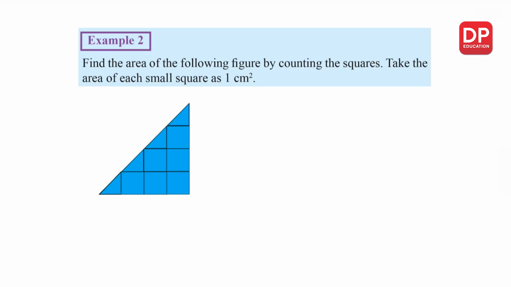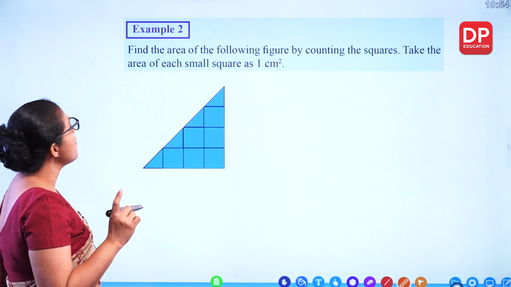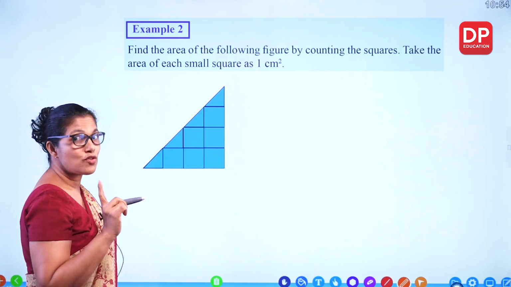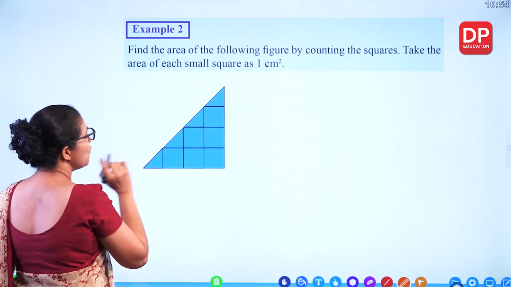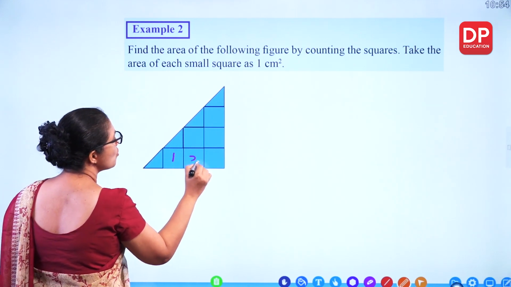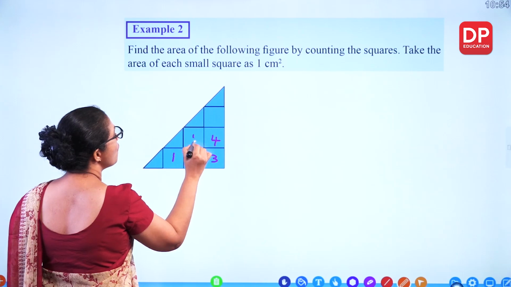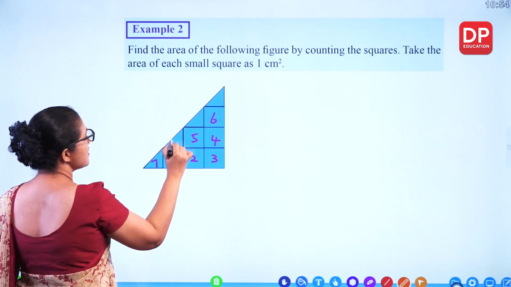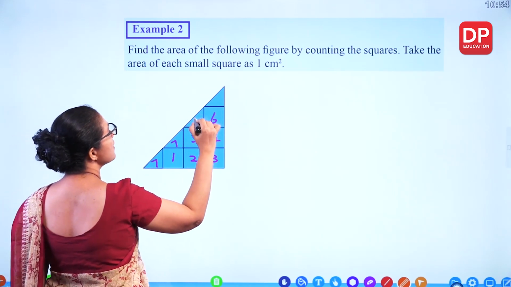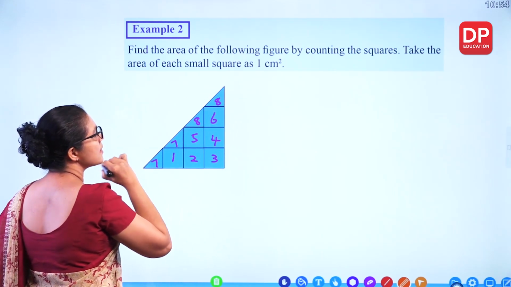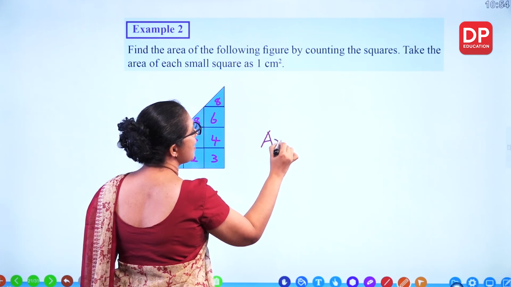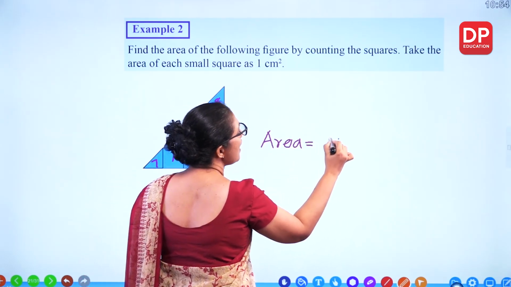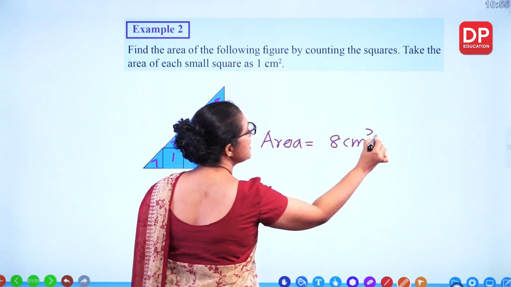Example number 2. Find the area of the following figure by counting the squares. Take the area of each small square as 1 square centimeter. We'll first count the big ones. 1, 2, 3, 4, 5, 6. And then this and this, 7. This half and this half, 8. So the area becomes 8 square centimeters.